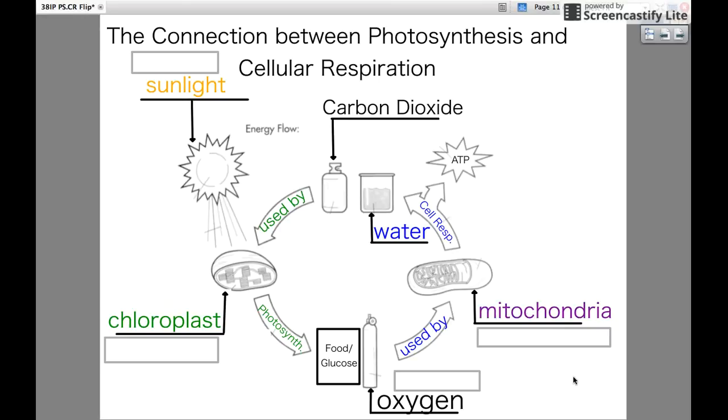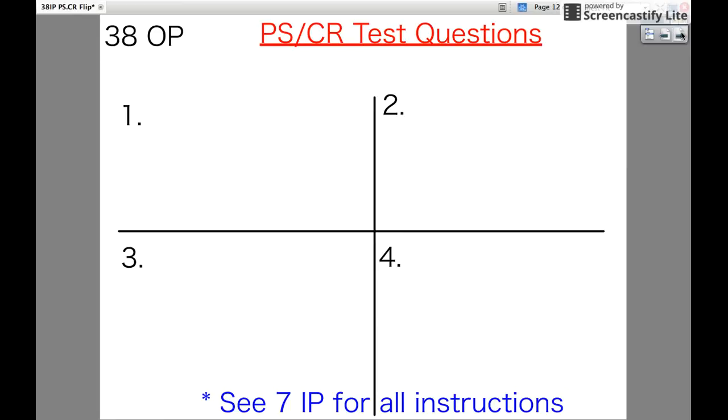So now we're going to go ahead and move on to your output option. So on 38 OP, you're going to set up your paper just like this one. At the top, hopefully you already have 38 OP. If not, please write it in. You're also going to add this as your title. So at the top of the page where there's that big top line, please put PS/CR representing photosynthesis and cellular respiration test questions.